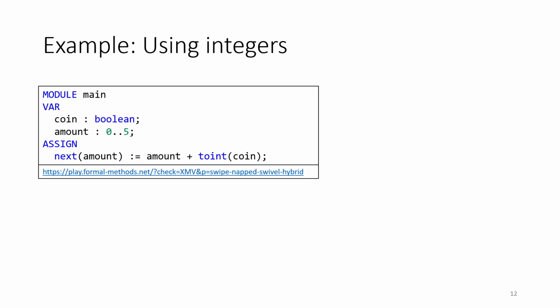So whatever state we're in, in the next state, the value of amount will be the current value of amount plus toInt of this Boolean variable. And well, that's like you would expect. If it's false, the toInt makes 0 out of it. If it's true, it makes 1 out of it. So let's load this.